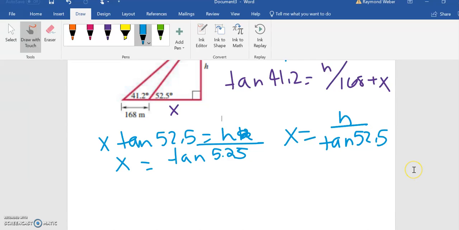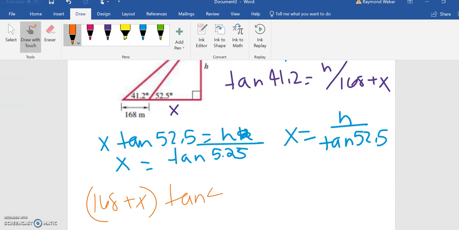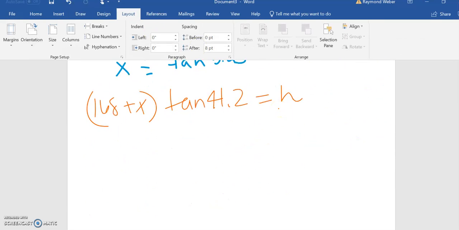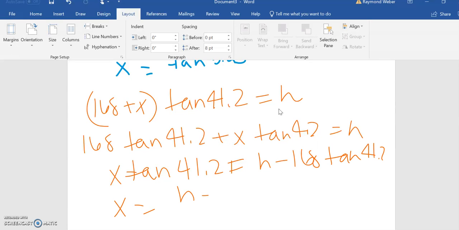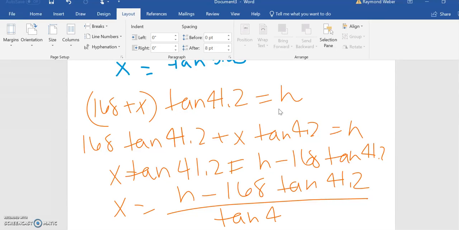My second equation is a little bit more work, but not too bad. I'm going to first multiply out, so (168 plus x) tangent 41.2 equals h. I just multiplied by that bottom. Remember, I'm solving for x, so I'm going to distribute: 168 tangent 41.2 plus x tangent 41.2 equals h. So x tangent 41.2 equals h minus 168 tangent 41.2. So x equals h minus 168 tangent 41.2, all over the tangent of 41.2. Okay, these are my two equations.